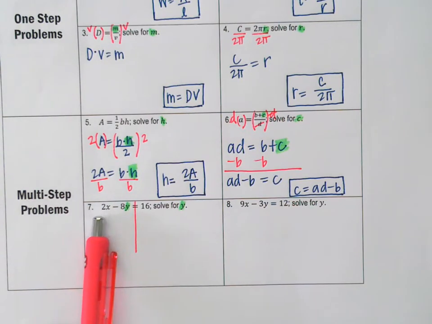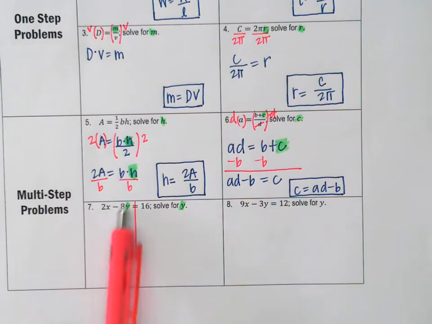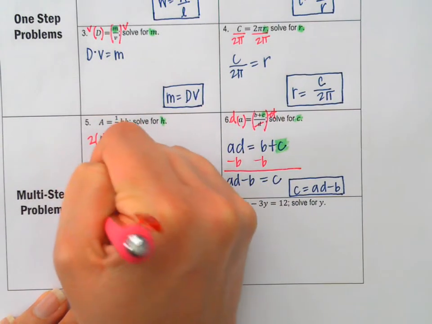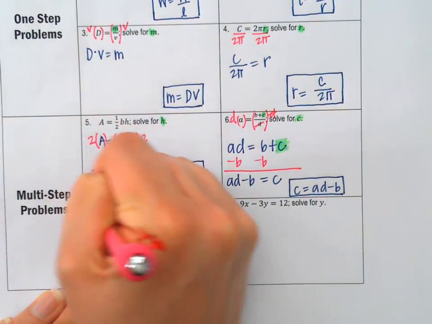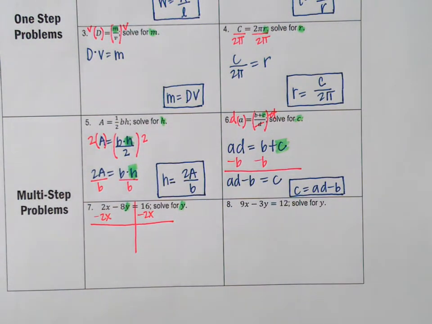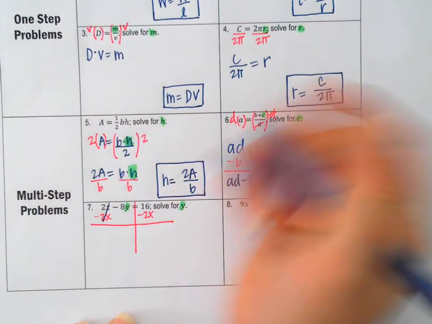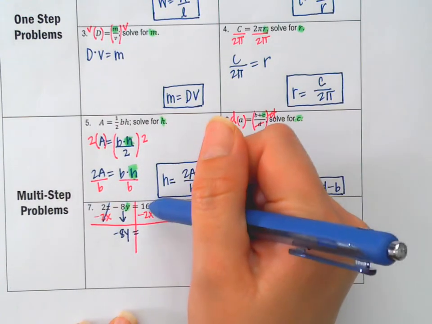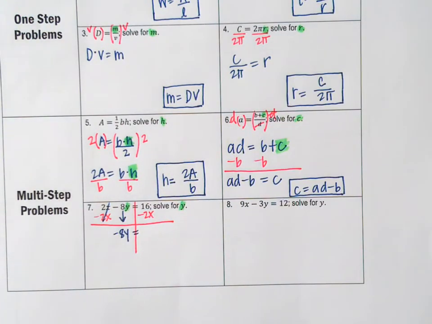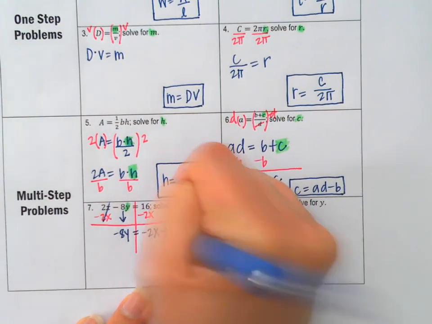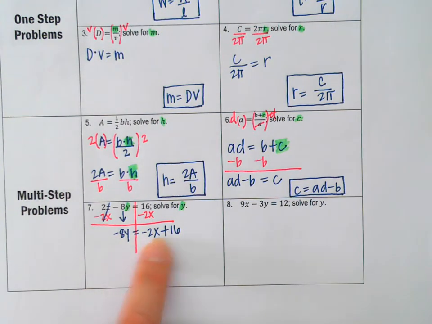So we have a 2x. It's not multiplying. It's a positive 2x. So to undo that, I'm going to subtract 2x from both sides. 2x minus 2x is 0, so that cancels. I bring down my negative 8y equals 16 minus 2x. Those cannot be combined. Those are not like terms. So I write it as negative 2x plus 16. Notice how I wrote the variable part first and then the number last, just like we do when it's in standard form.